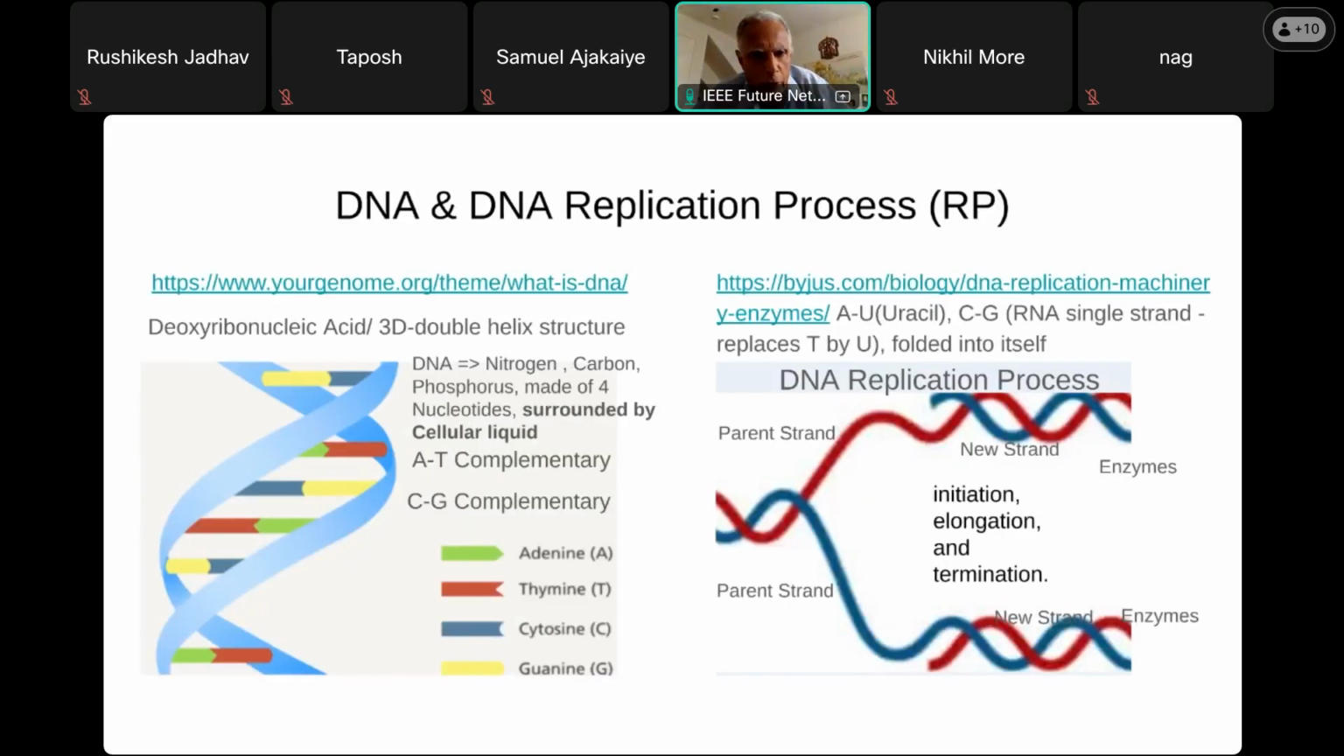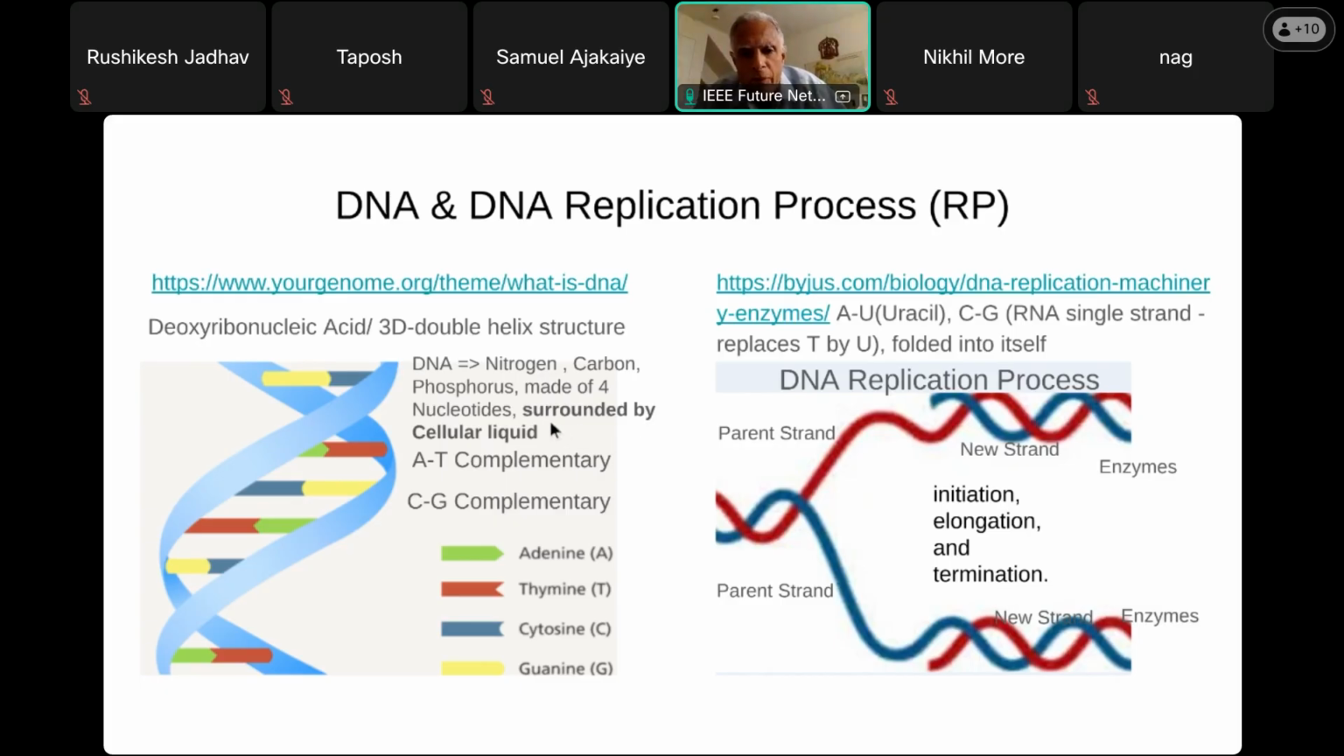Before I go into that, as Dr. K.R.S. said, DNA is important, RNA is important. DNA is deoxyribonucleic acid, and it's a 3D double helix. So the structure is a 3D double helix, made up of the complementary A, T and C, G bases. DNA is made of nitrogen, carbon and phosphorus, and made of 4 nucleotides surrounded by cellular liquid. There has to be cellular liquid surrounding it, and that's how you have ATCG.